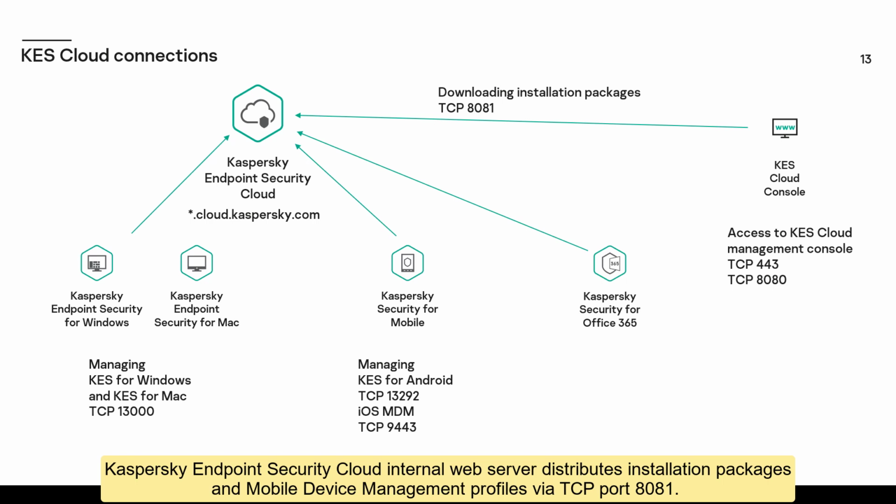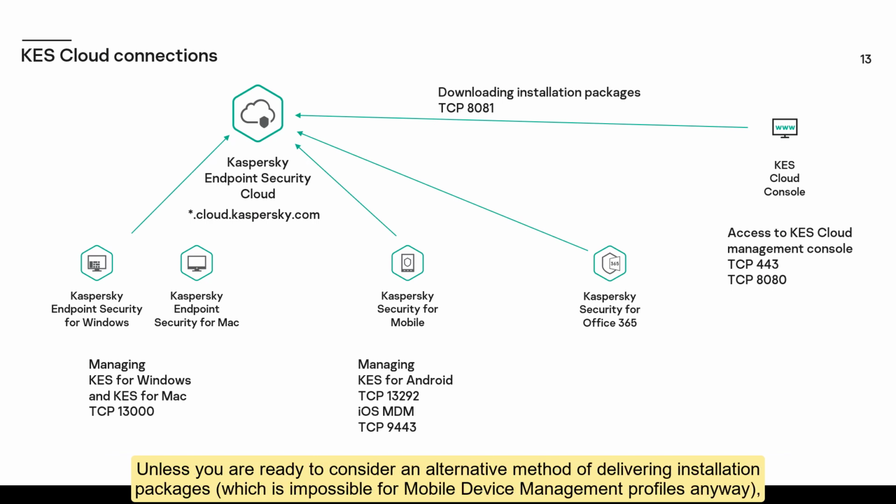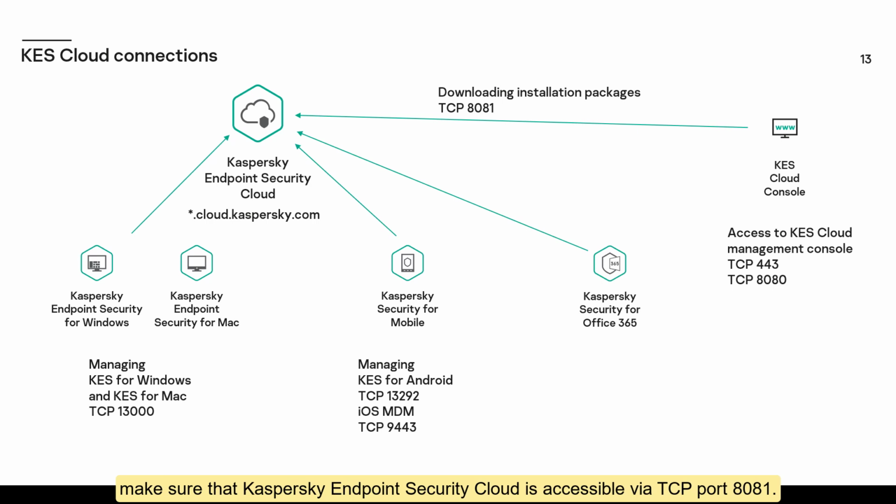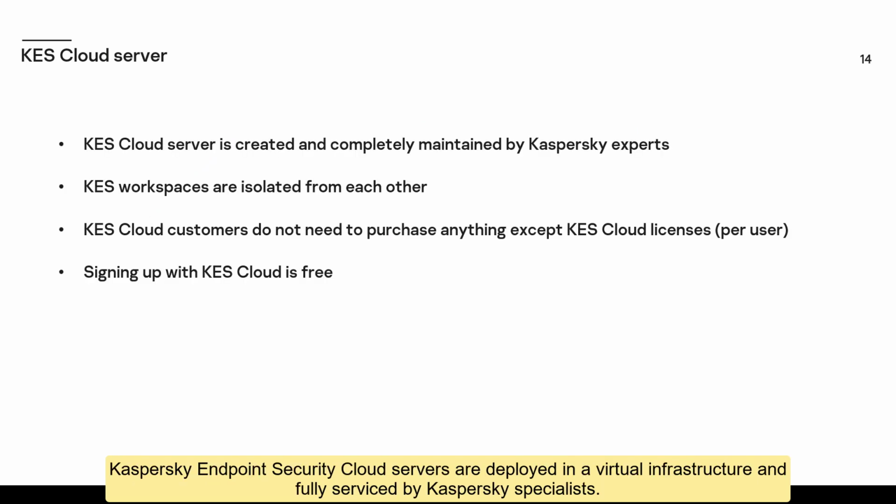Kaspersky Endpoint Security Cloud internal web server distributes installation packages and mobile device management profiles via TCP port 8081. Unless you are ready to consider an alternative method of delivering installation packages, which is impossible for mobile device management profiles anyway, make sure that Kaspersky Endpoint Security Cloud is accessible via TCP port 8081. Kaspersky Endpoint Security Cloud servers are deployed in a virtual infrastructure and fully serviced by Kaspersky specialists.